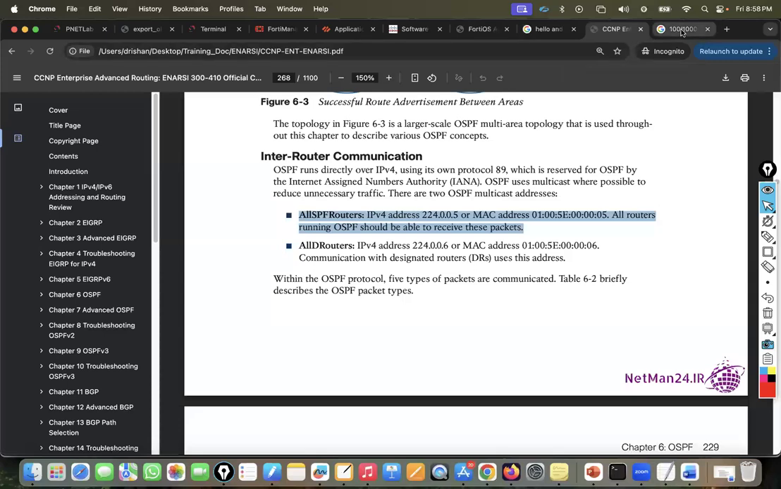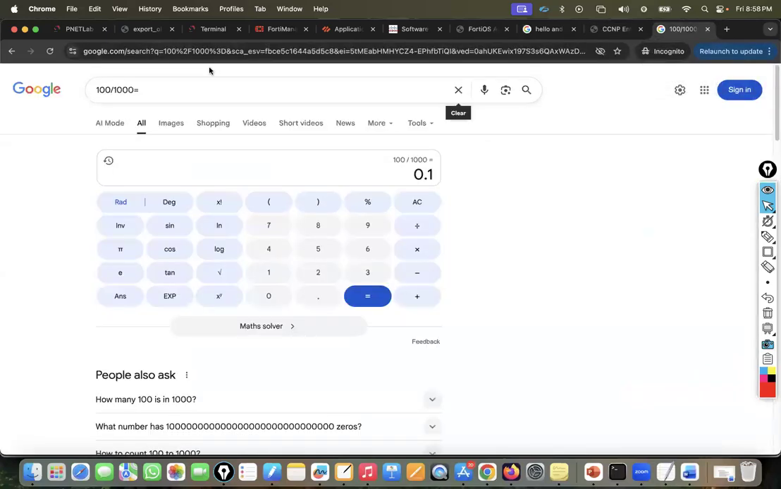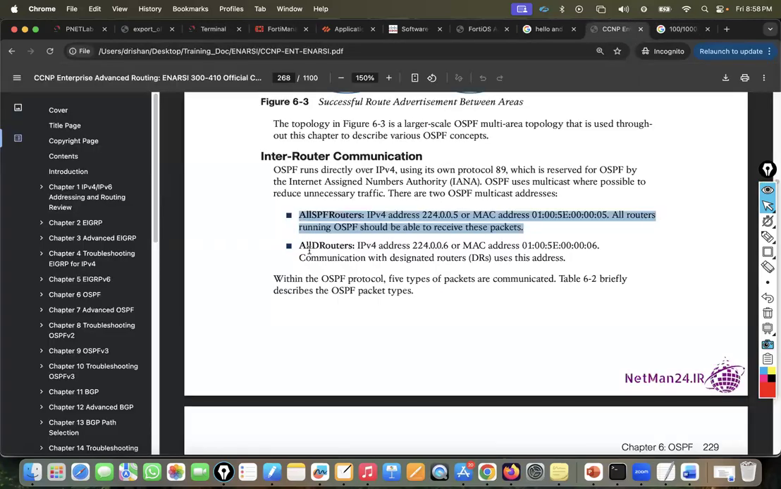But if you see here in Google, you find DR and BDR, and some other books also say DR and BDR are going to use, and even more people generally say that DR and BDR are going to use that particular .6 address. But that's quite confusing and always a debate point. So always prove it in the lab and in books written by Cisco Press: DR routers use this address and BDR uses the other.